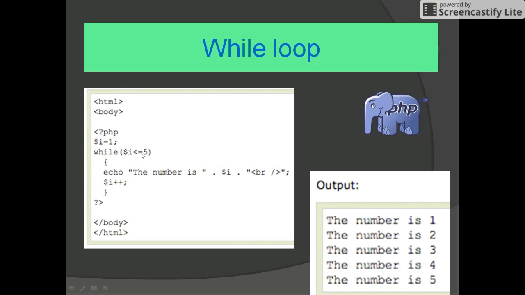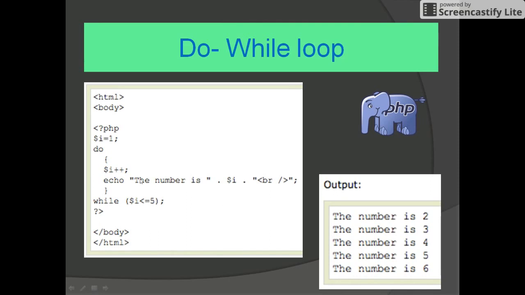This is an example of a while loop. As you can see, the variable I has a value 1, and while the value of variable I is smaller than or equal to 5, the loop continues. When the loop runs one time, the value of I gets incremented by 1. It keeps increasing, so this loop runs 1, 2, 3, 4, 5 times, and it will print this output.